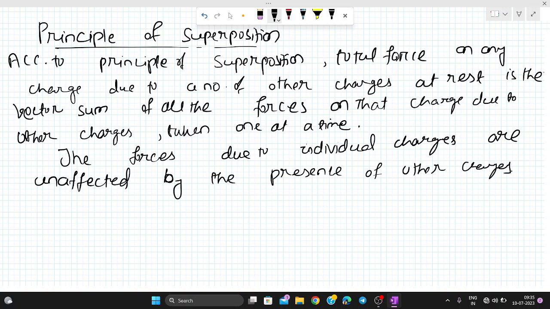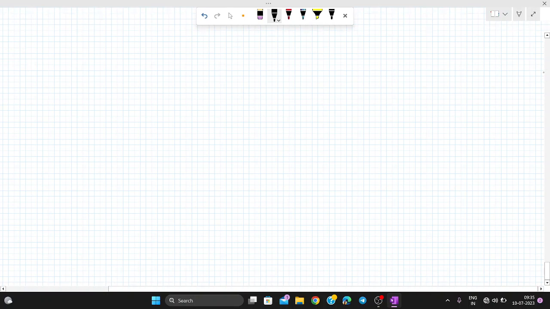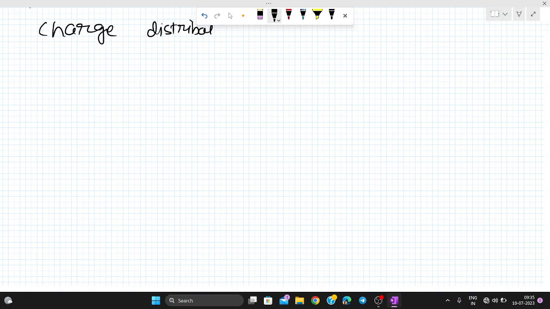Okay, this is your principle of superposition. You have to just remember the definition. The proofs I will do in a later section. For now we will see another important concept, that is charge distribution. There are three types of charge distribution. One is linear charge distribution, another is surface charge distribution, and the third one is volume charge distribution.